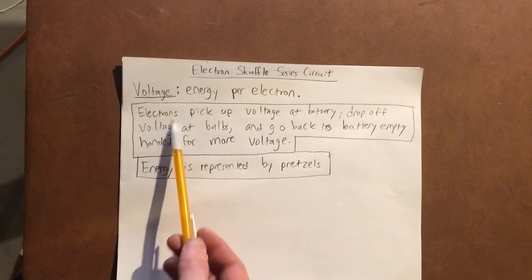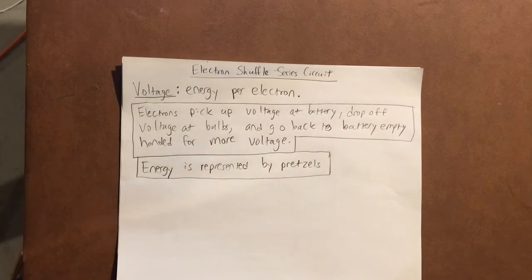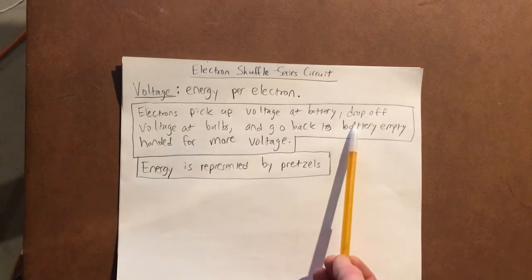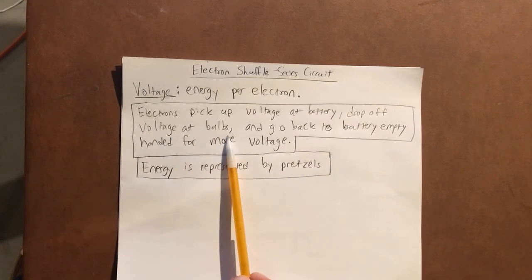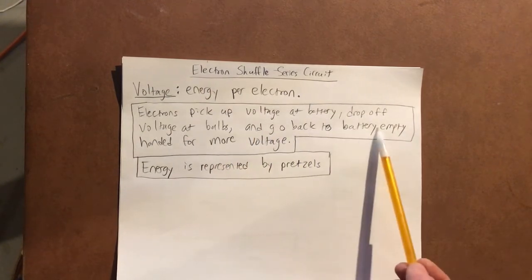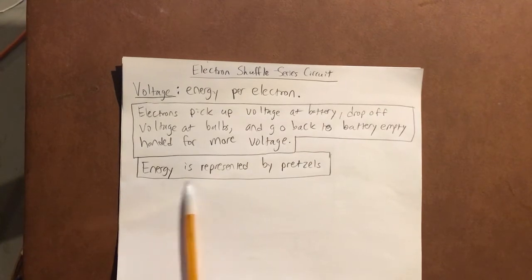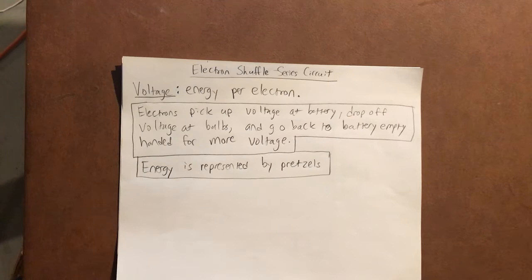Okay, so electrons, what's going to happen here? Electrons pick up voltage at the battery, so that's where they get energy. They drop off the voltage at the bulbs. That's what makes the bulbs bright. When the bulbs get the voltage, then the bulbs have energy. And they go back to the battery empty-handed for more voltage. So the electrons have to go back to the battery having given away all their voltage to the bulbs. In our example, the electron shuffle, energy is going to be represented by pretzels because you could eat them and get energy, so why not, right?